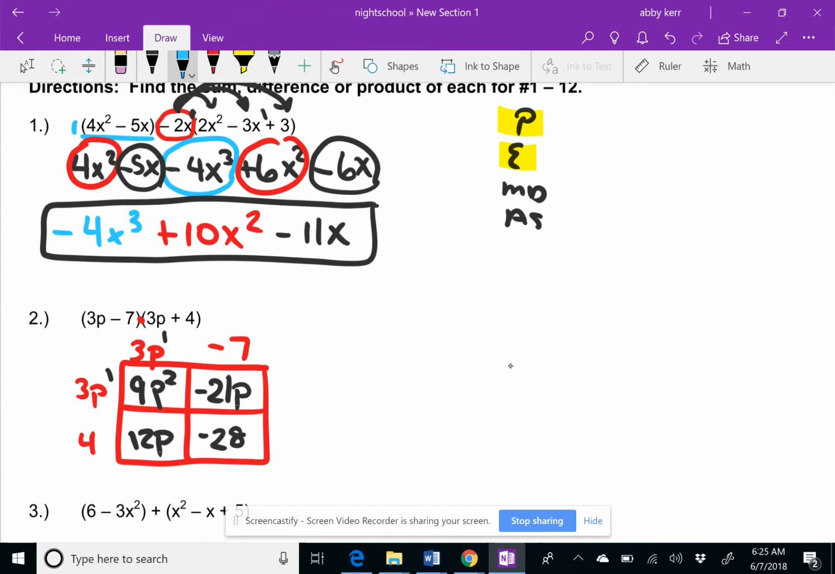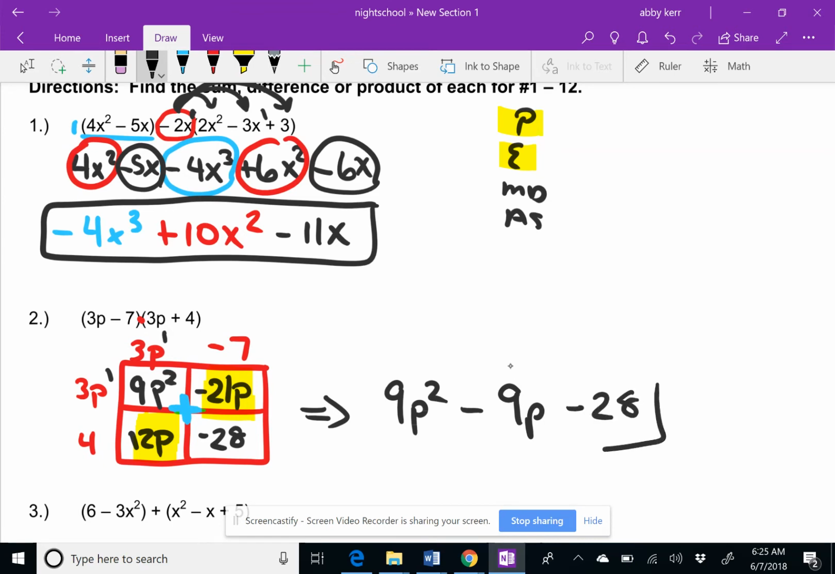Now, once you're in the area model, you can combine like terms. What I recommend doing is drawing that plus sign to remind you. And the only two items that are like terms is negative 21p and 12p. So since we want our answer to be in standard form, we do highest exponent first, which is the squared. So we have 9p squared. Negative 21 plus 12 is negative 9p. And then the negative 28 doesn't combine with anything. So that is our third term in our trinomial.